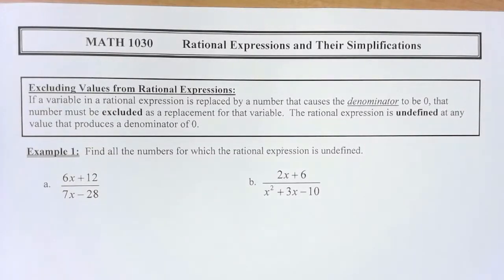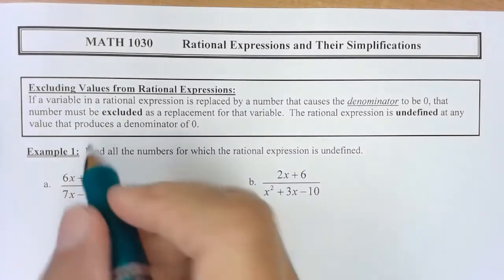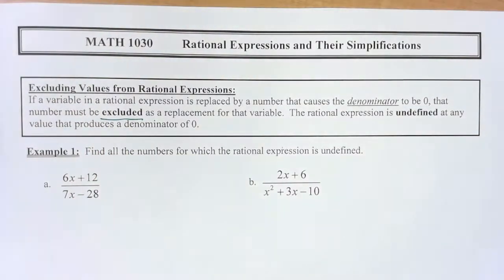Now we're going to start rational expressions and their simplifications. Excluding values from rational expressions. If a variable in a rational expression is replaced by a number that causes the denominator to be 0, that number must be excluded as a replacement for that variable. The rational expression is undefined at any values that produce a denominator of 0.